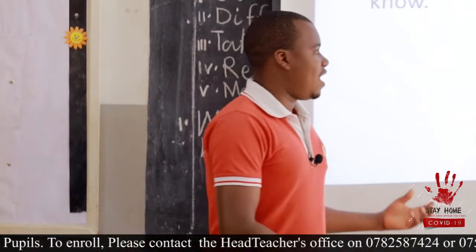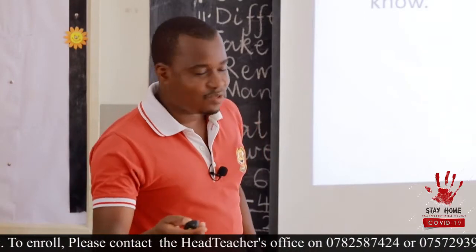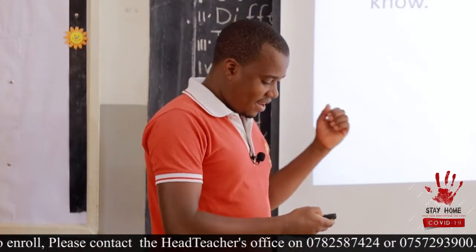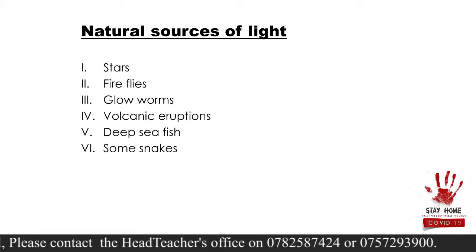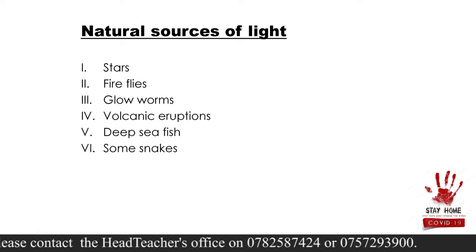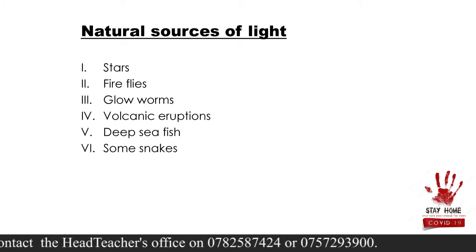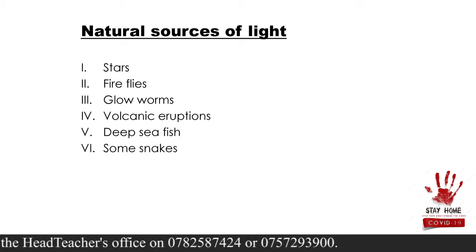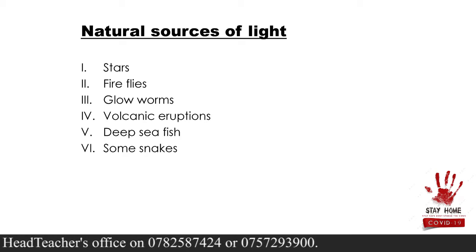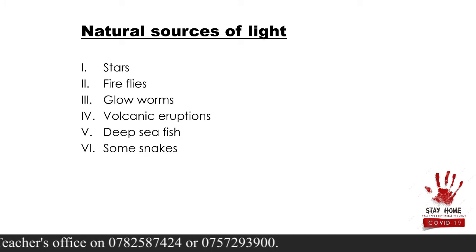Okay. I hope you have 3, 4, 5. So compare your natural sources of light with mine. They are here. Natural sources of light. So we have stars. Can you say stars? You are going to read after me. Stars, fireflies, glowworms, volcanic eruptions, deep sea fish, and some snakes.